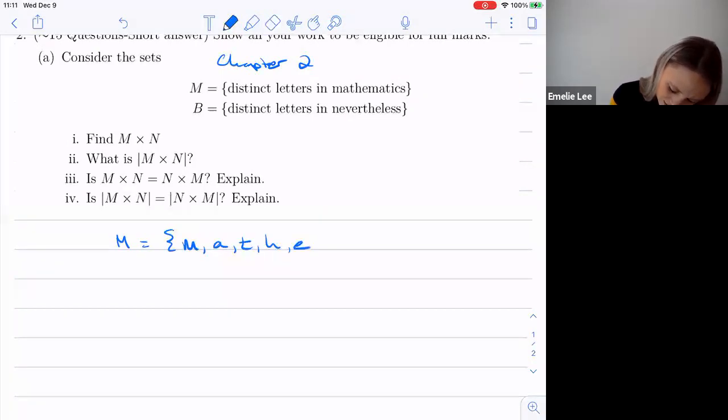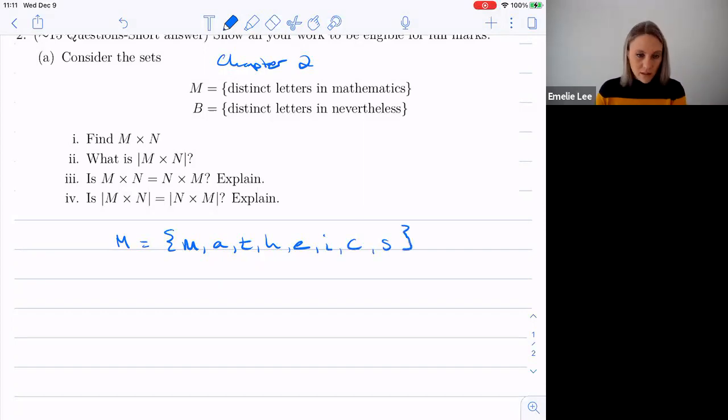M-A-T-H-E, mathematics, right? So first of all, the second M is already taken care of, the second A is already taken care of, the second T is taken care of, and then X. Okay, do the same thing for B.